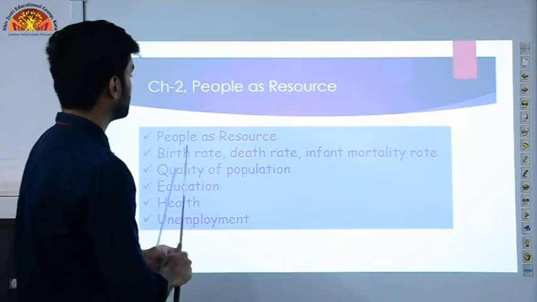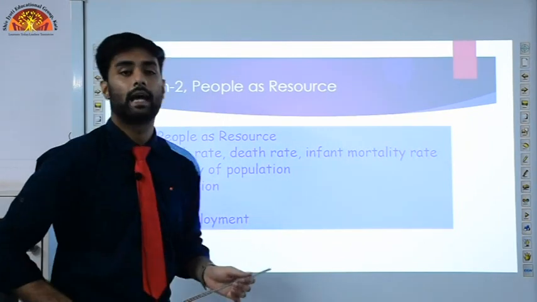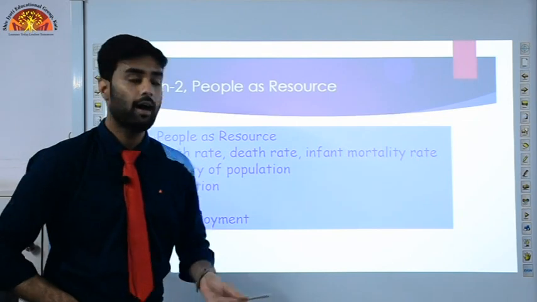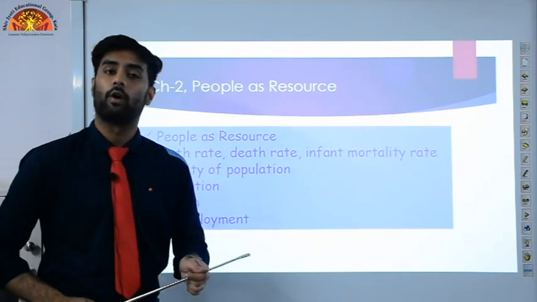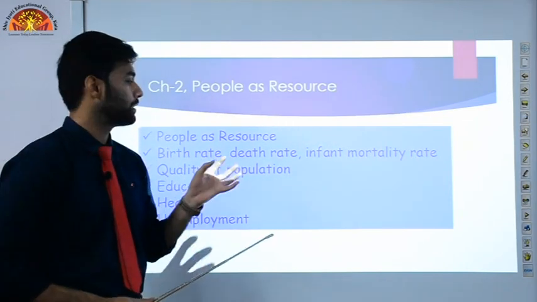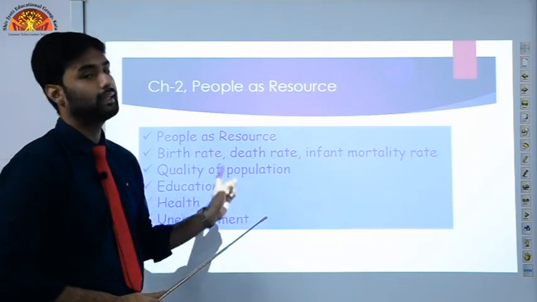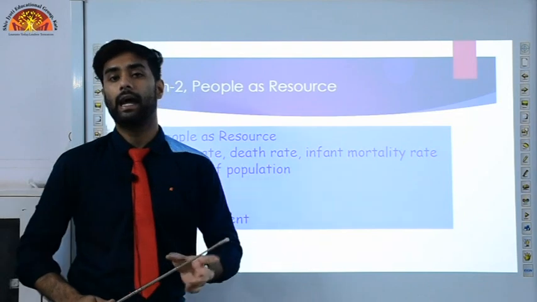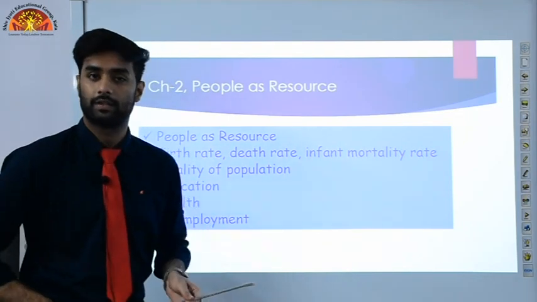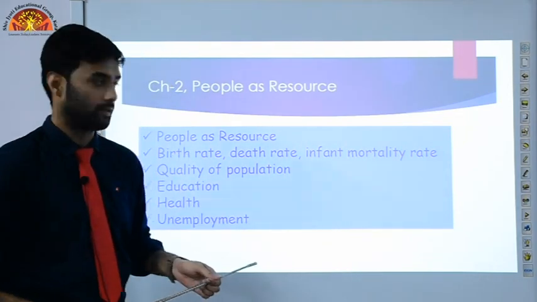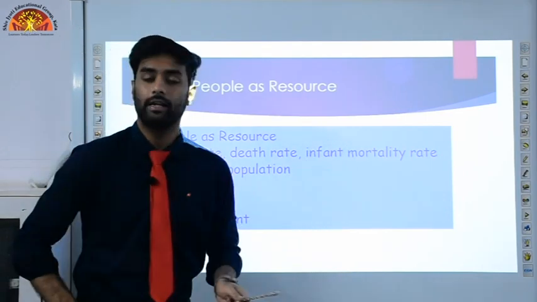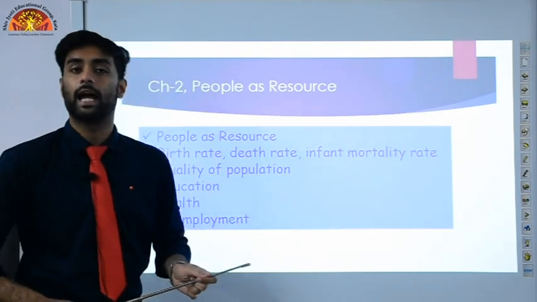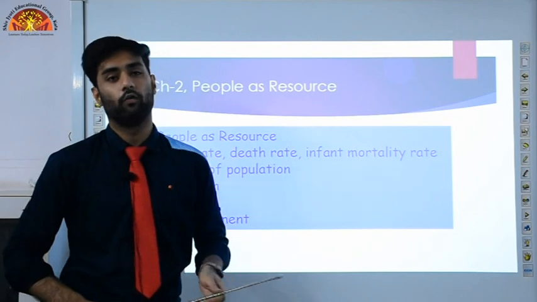Then we learnt about birth rate, death rate and infant mortality rate. I hope you remember what these are. Birth rate is the number of people born in a particular area in a particular time, per 1000 people. Death rate is the number of people who die in an area at a particular period of time per 1000 people. And what was infant mortality rate? The number of babies who die before completing the age of 1 year.